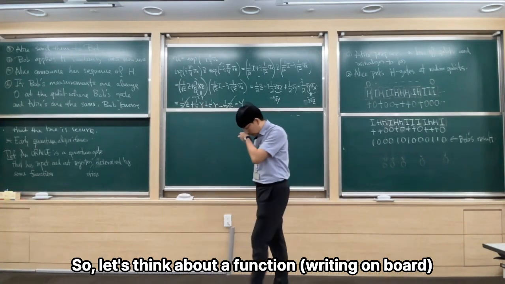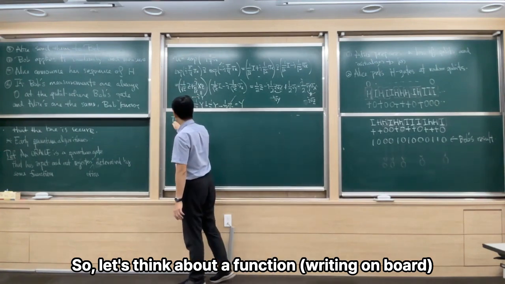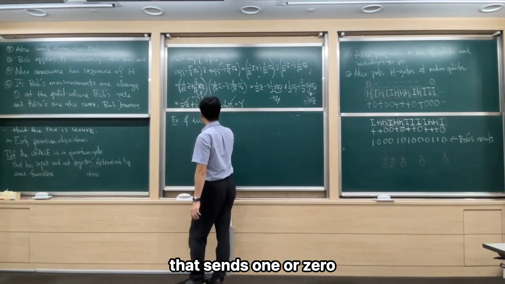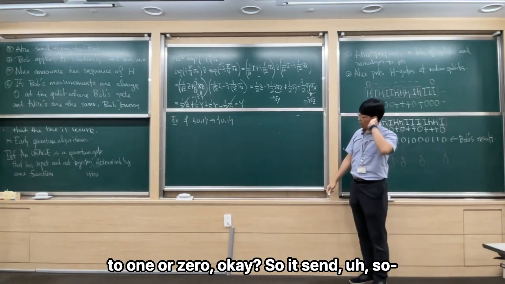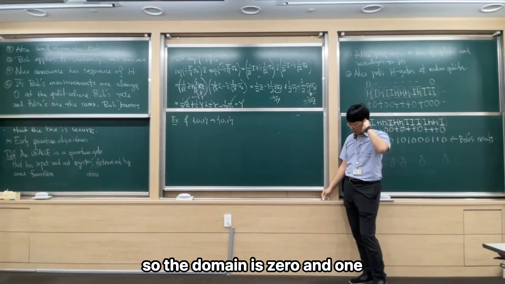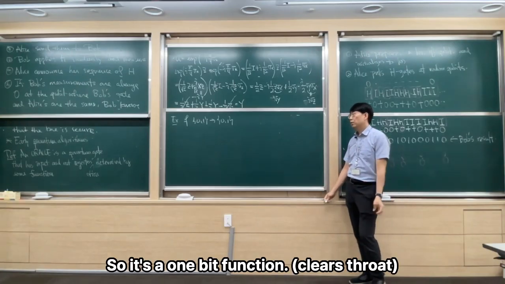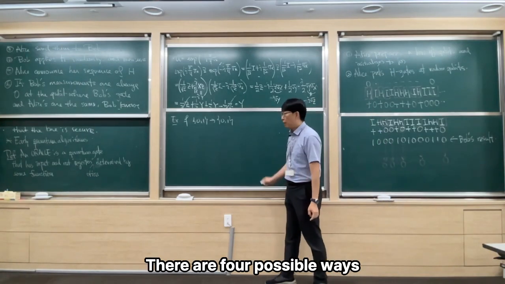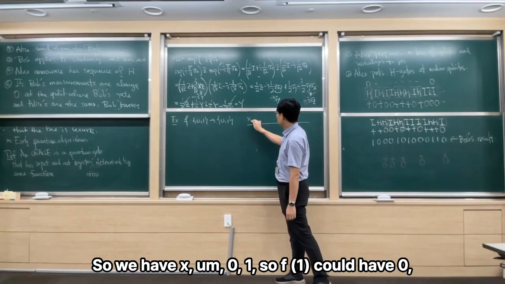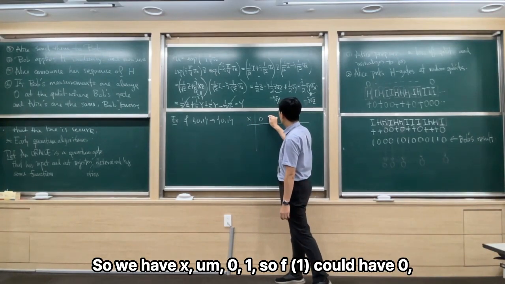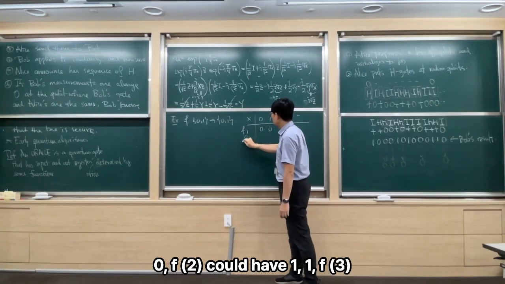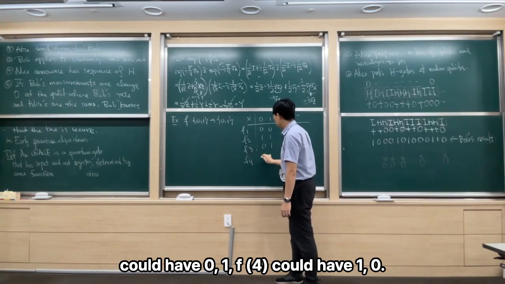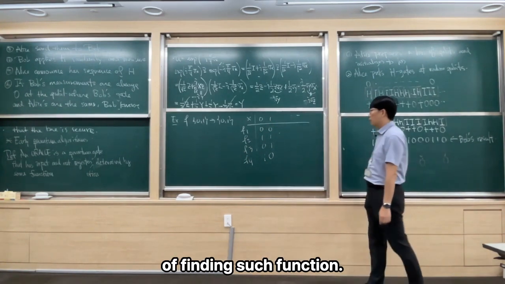So let's think about a function that sends 1 or 0 to 1 or 0. The domain is 0 and 1, and the codomain is also 0 and 1. So it's a 1-bit function. There are 4 possible ways to define it, right? So we have x: 0, 1. f1 could have 0, 0. f2 could have 1, 1. f3 could have 0, 1. f4 could have 1, 0. There are 4 possible ways of defining such a function.